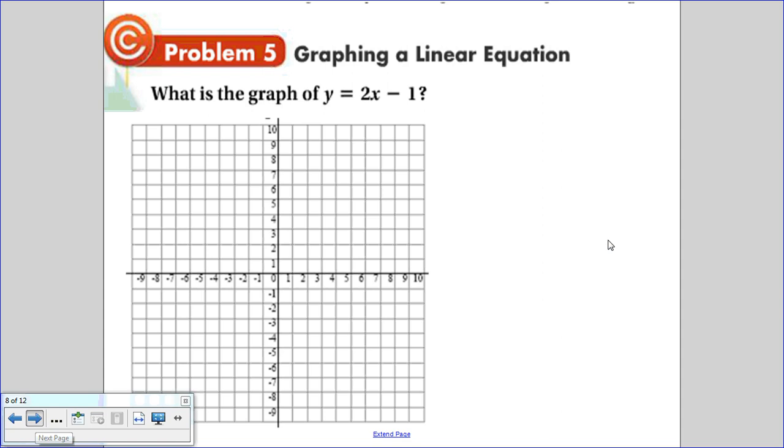Now if we were asked to graph, the first thing I like to do is identify my slope, which is 2, right there. My y-intercept is negative 1, and I always start at my y-intercept, negative 1. My slope is 2, which is the same as 2 over 1. So that's my rise over run. That means up 2 over 1. Up 2 over 1. Up 2 over 1. And there, as best I can, is my line.